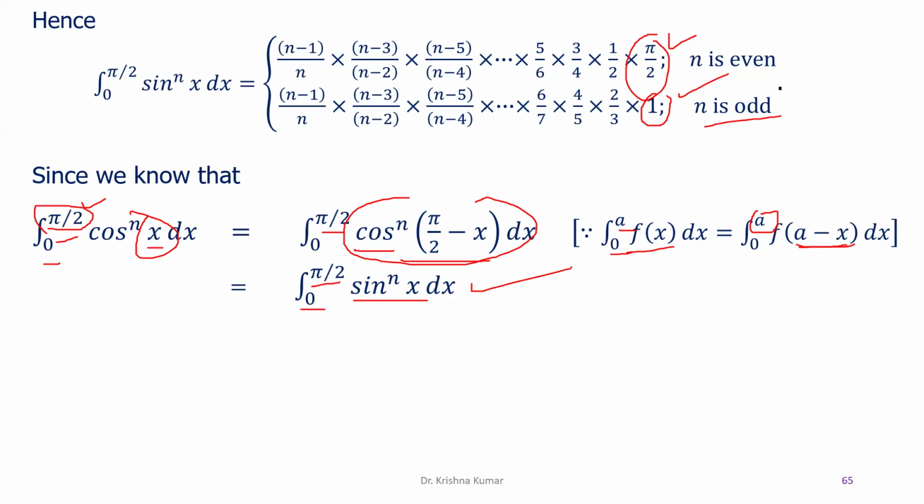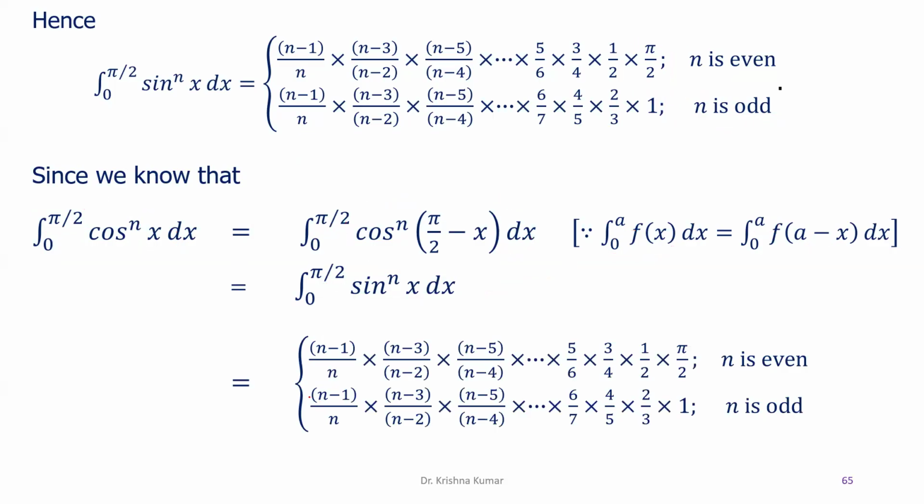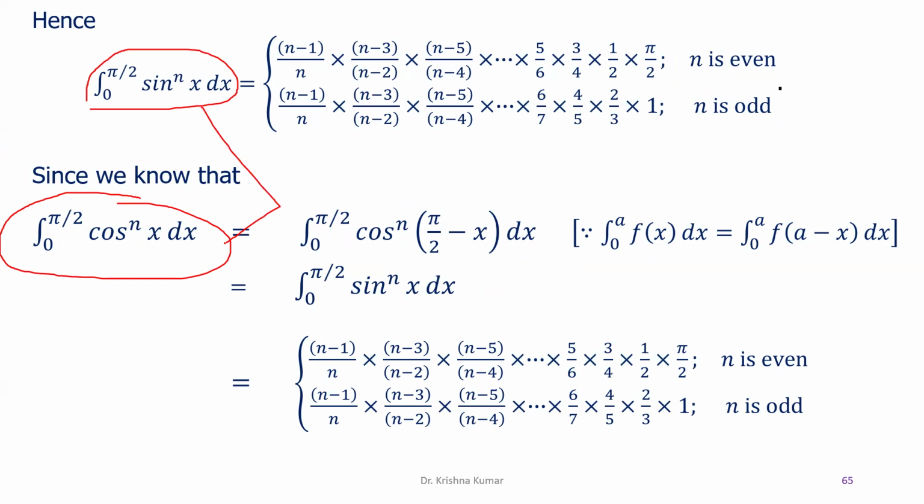And we know the value of this. So this is a similar value. The integration of sine to the power nx under the limit 0 to pi by 2, and the integration of cos to the power nx under the limit 0 to pi by 2, both have the same values. So no need to get confused. If we learn one formula, it can also be applicable to the cosine function. And if we know the formula for the cosine function, then we can also write down the formula for the sine function.